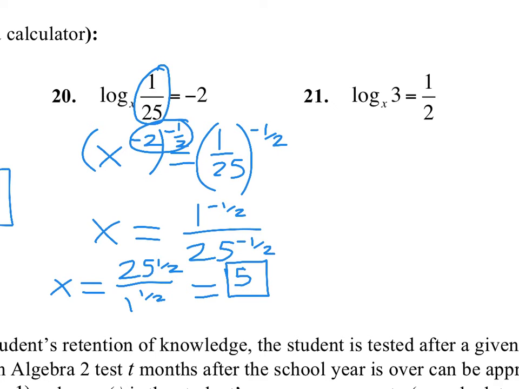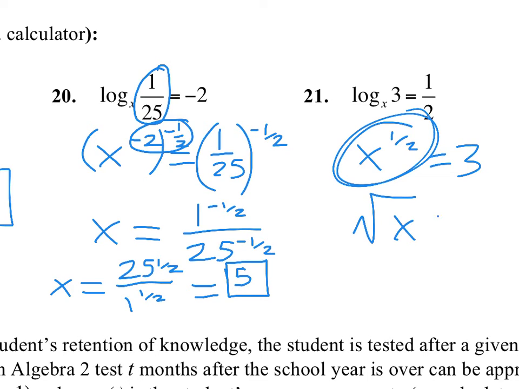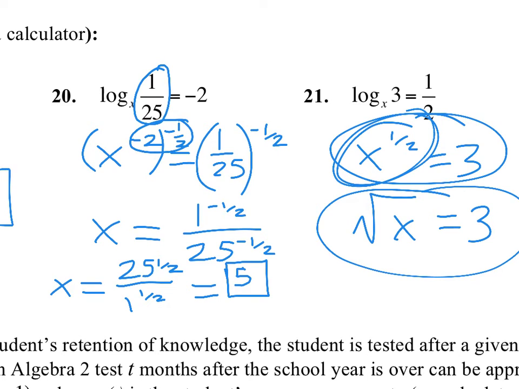For number 21, x to the 1/2 power equals 3. So one way you could get rid of it is square both sides. You could also change this to radical form. It doesn't matter if you keep it in this form or if you change it to that form. You're going to square both sides on the next step anyways. And either way, you get x equals 9.